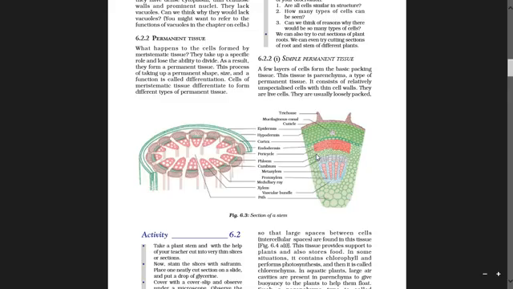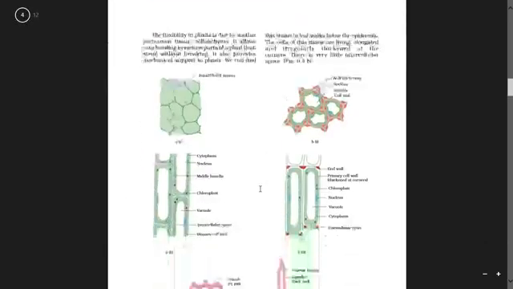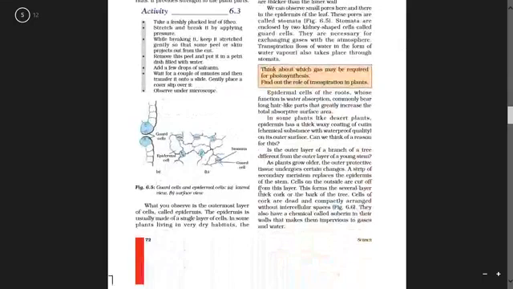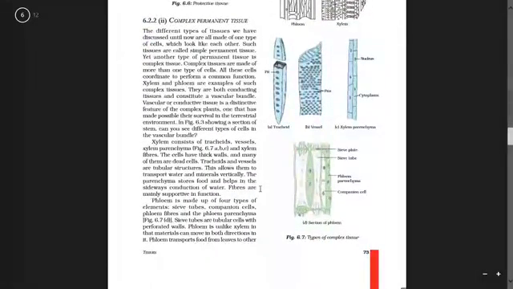This outer layer of course is epidermis, which you can see here, the blue color part. So you need to understand this diagram and labelings properly. Now let's see the next.